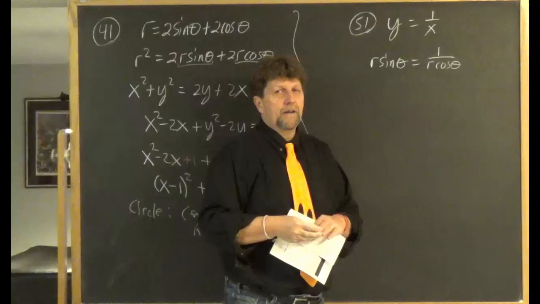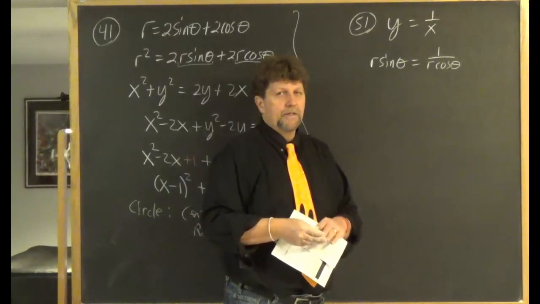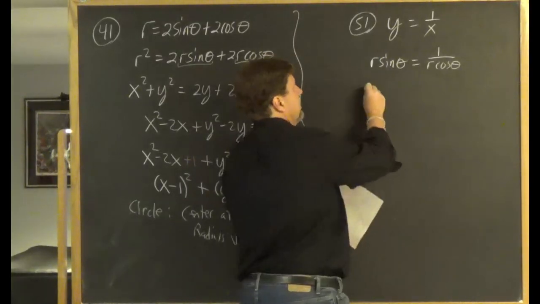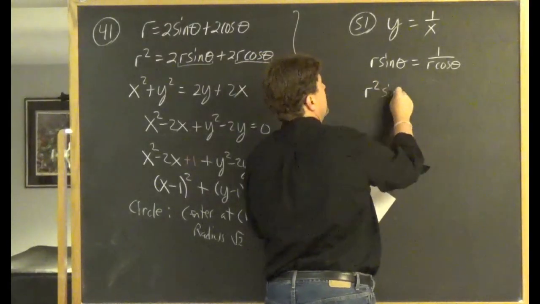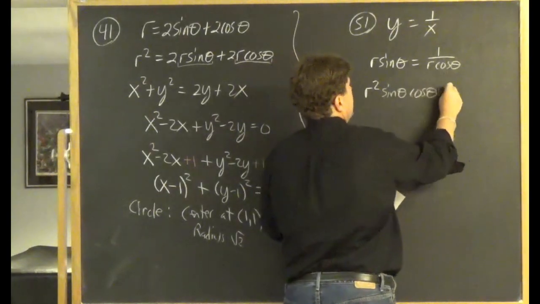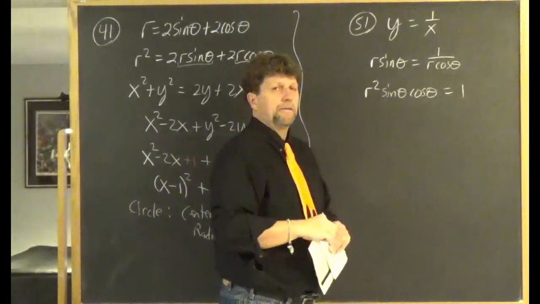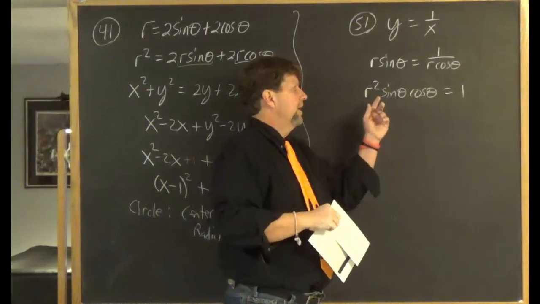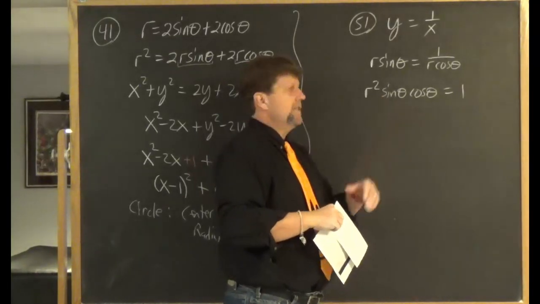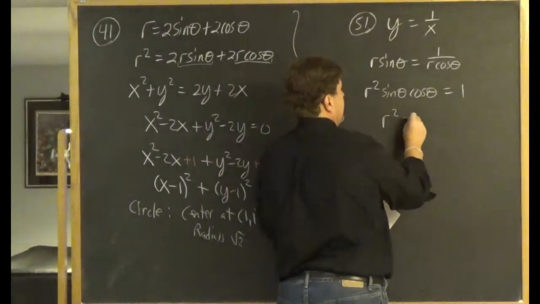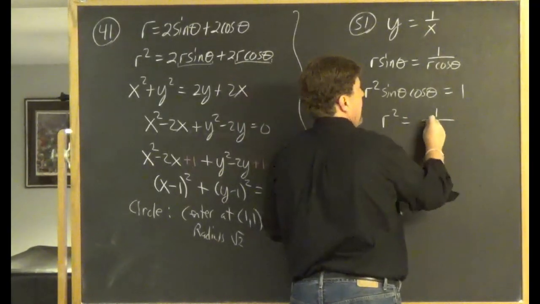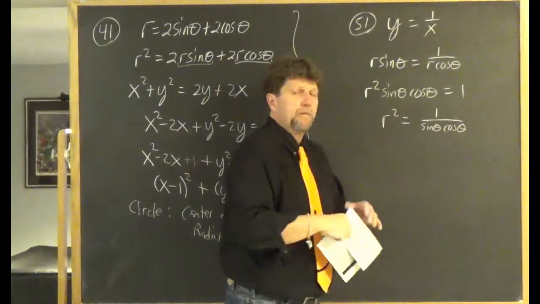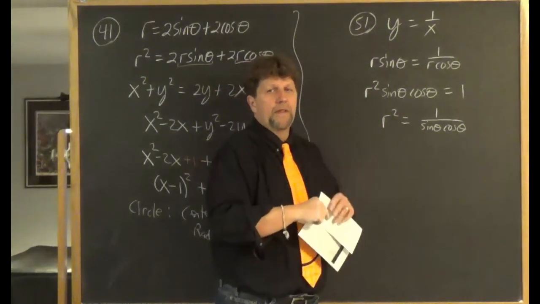I don't like the looks of that at all. That equation doesn't look friendly. I'm going to multiply both sides of that equation by r cosine theta to get r squared sine theta cosine theta equals 1. And because I know what's coming up, I'm going to divide both sides of this equation by sine theta cosine theta. I kind of like to get my r by itself on one side of the equation. Now granted, that's an r squared, but at least I have the r over on the left side.